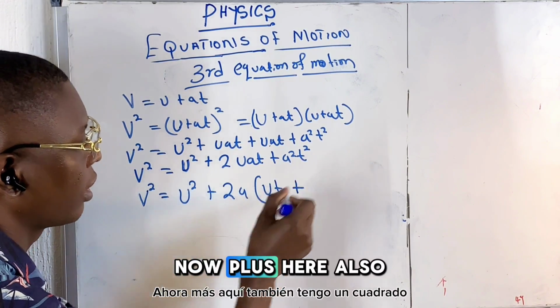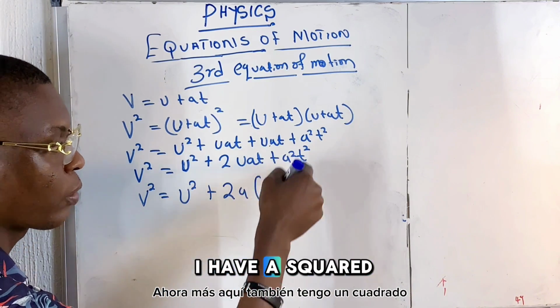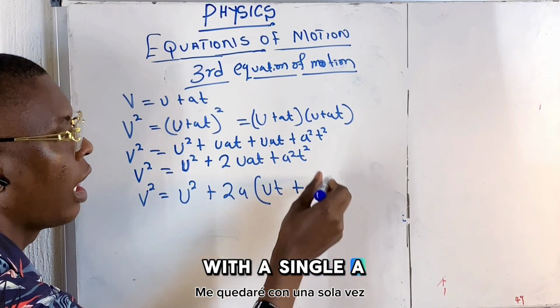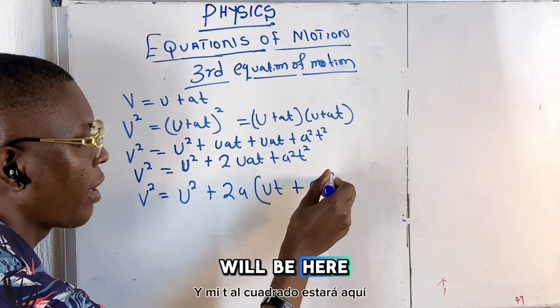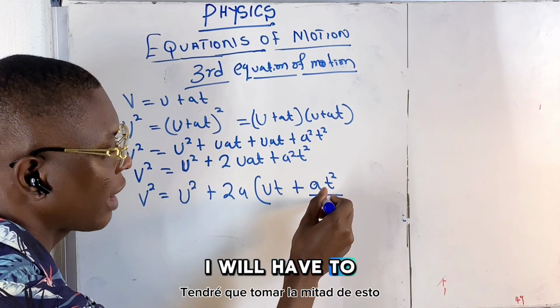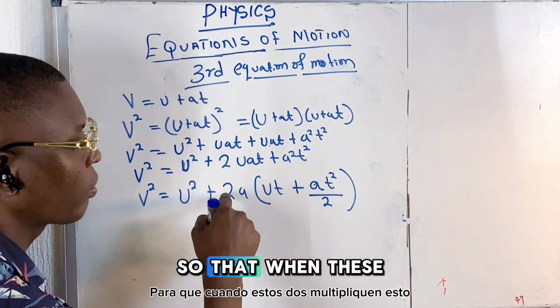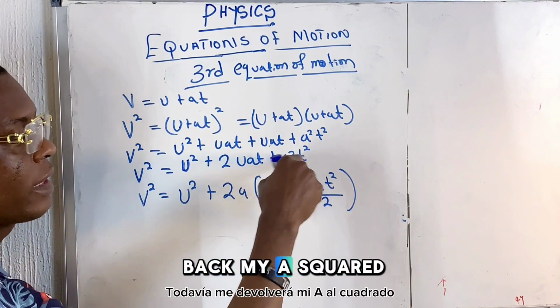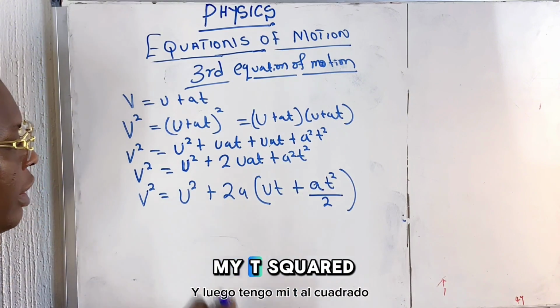Now plus, here also I have A squared. So you know that when I'm taking out one A, I will be left with a single A, and my T squared will be here. But remember there is a 2. So for this to balance, I will have to take the half of this, so that when these two multiply, this 2 goes off, A times A will still give me back my A squared, and then I have my T squared.